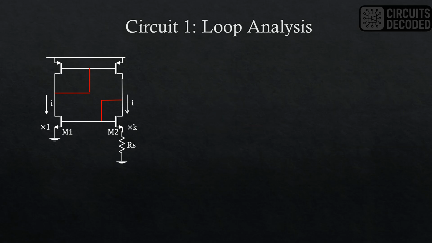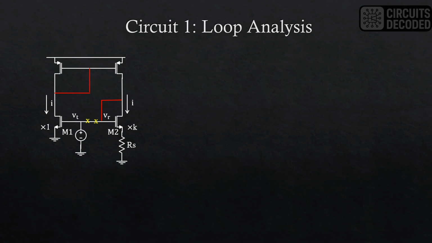An interesting interview question is, what happens if we swap the diode connections of the current mirror as shown here? Will the circuit still work? To answer this, we need to again find the loop gain. To do this, we break the loop at a convenient spot as shown here and apply a test voltage source VT at the gate of M1.